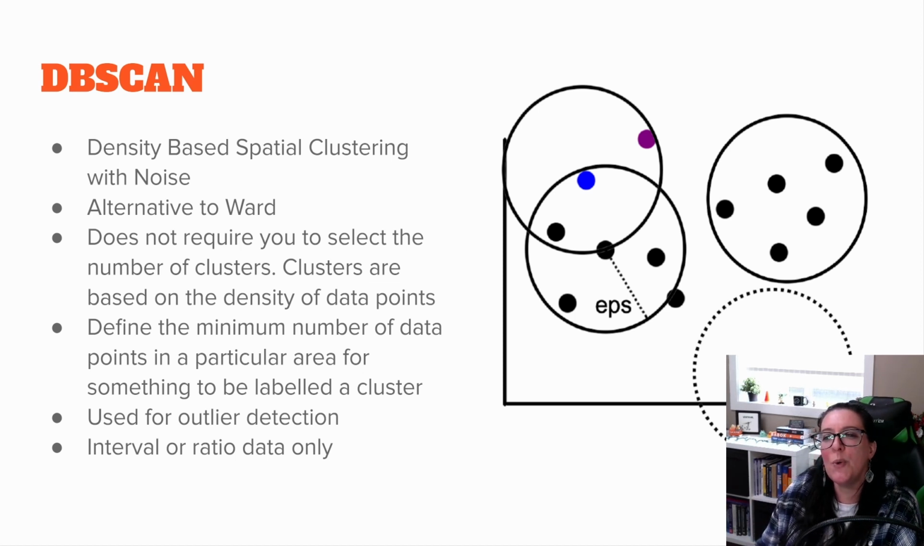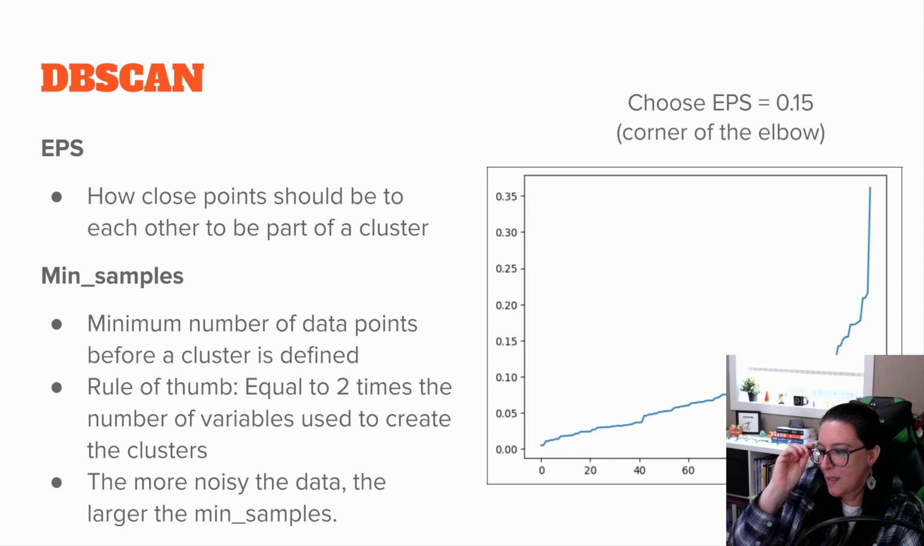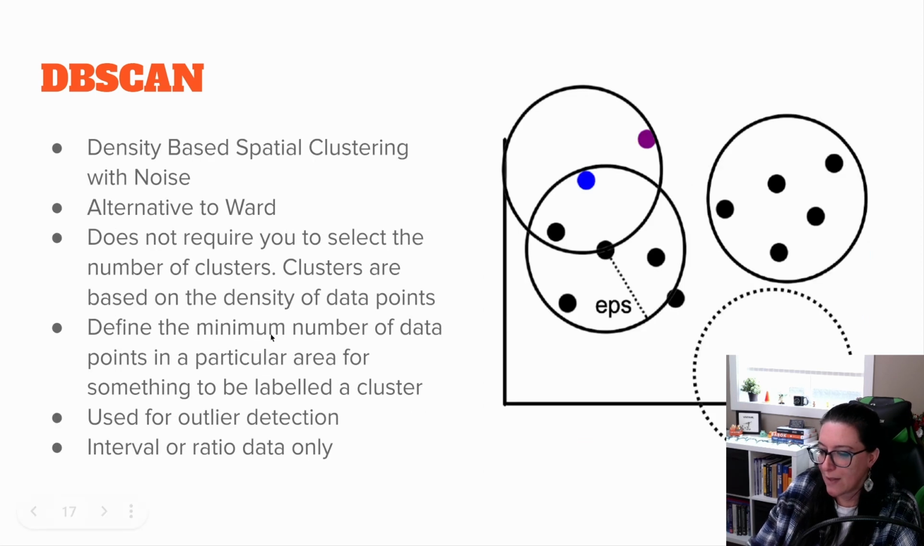So when you do DBSCAN, you are defining the minimum number of data points in order for something to be labeled a cluster. Now, when you do DBSCAN, you're going to specify the EPS and the minimum samples. EPS is how close the data points should be to each other to be considered part of a cluster. And the minimum sample is the minimum number of data points before it identifies it as a cluster. Okay, we'll come back to this slide in a minute.